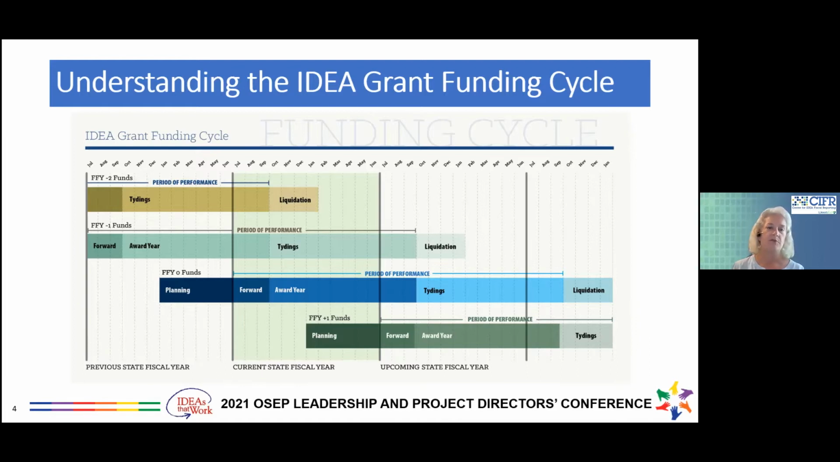So if we move up to the second bar across the page, you'll see that when you start your state fiscal year in July of the current year, you're nearing the end of the award year from the previous federal funding and entering the tydings period. If you move up one more to the top bar in this graphic, what you see is you're nearing the end of the tydings period for federal funds that were 2 years old, and that you're going to be entering the liquidation period and have to liquidate by January in this current fiscal year.